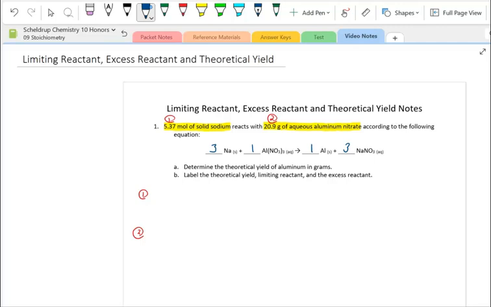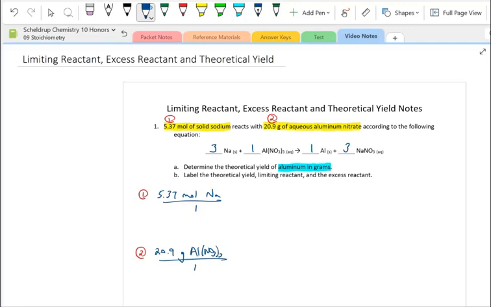Now, part A says determine the theoretical yield of aluminum in grams. So we're solving for a final answer of the mass of aluminum. So in this case, I'm going to write down both of my givens. The first one, 5.37 moles of sodium, Na, over 1. I'm actually going to bump this down a little bit so I have some more room to write. My second one, I'm going to write down 20.9 grams of aluminum nitrate over 1.